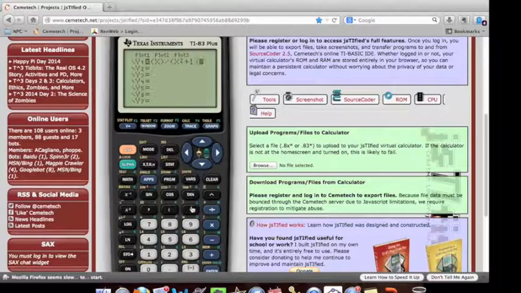Now on the last problem, we zoomed out. So I want to reset that, and I'm going to go back to zoom standard so I can get back to that normal window, because on the last one we zoomed out, and I always like to start back at the same place.